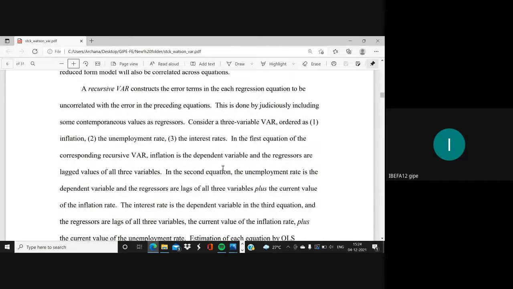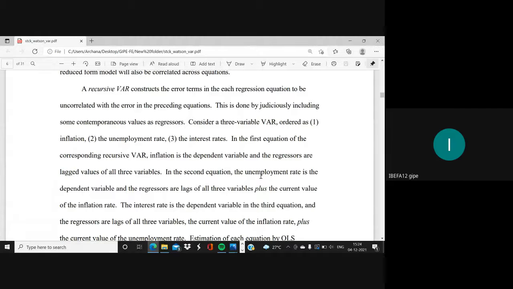Now for their recursive VAR itself, they have considered a 3-variable VAR ordered like this. So inflation forms the first equation. This is the dependent variable in the first equation. Then you have the unemployment rate. Then the interest rate is the dependent variable in the third equation. So that's what they've said. So for the first equation, the regressors are lagged values of all the 3 variables. Now, because of this, if you look at the structure, I'll come back to this in a minute.